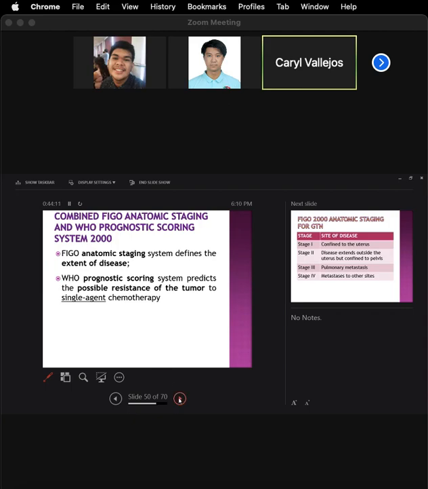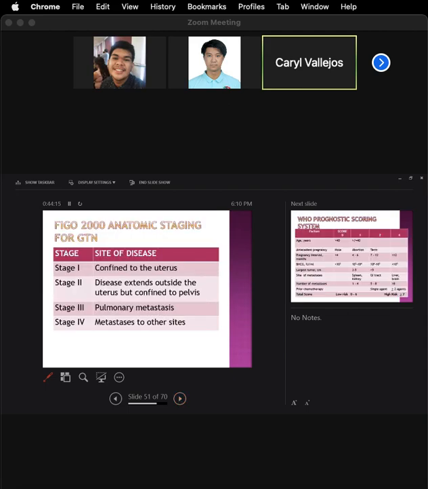So stage 1 is confined to the uterus. Stage 2 extends outside the uterus but is still confined to the pelvis. Stage 3, pulmonary metastasis. And stage 4, metastasis to other sites, such as the brain, the liver, kidneys, intestines, spleen, and the like.